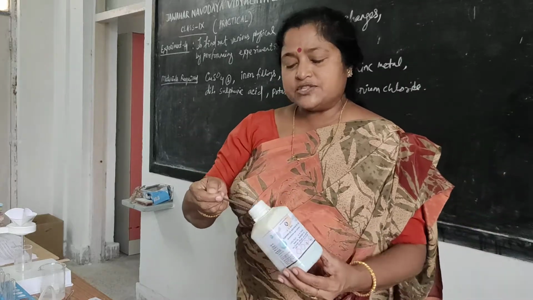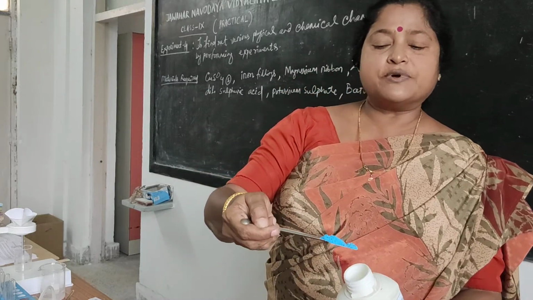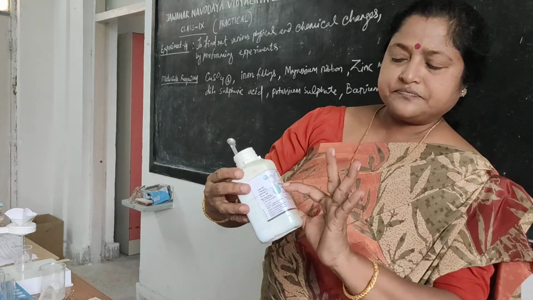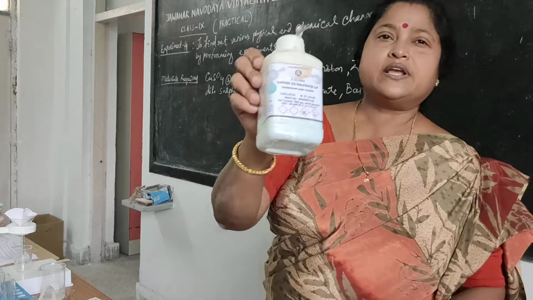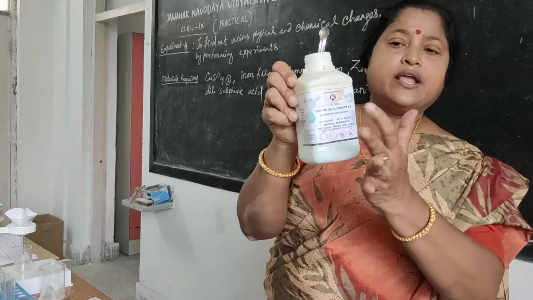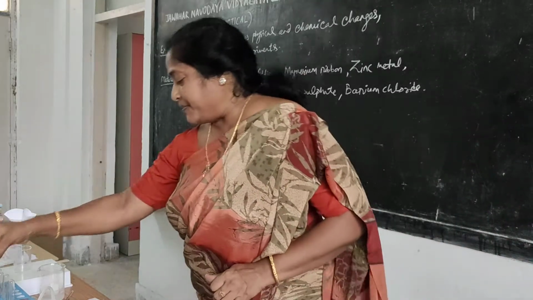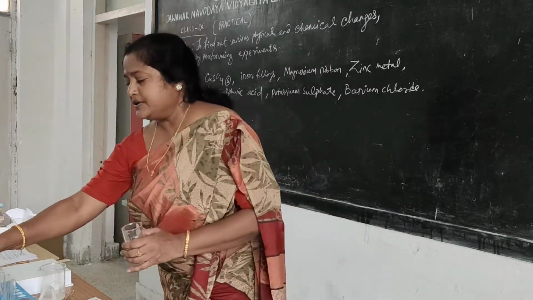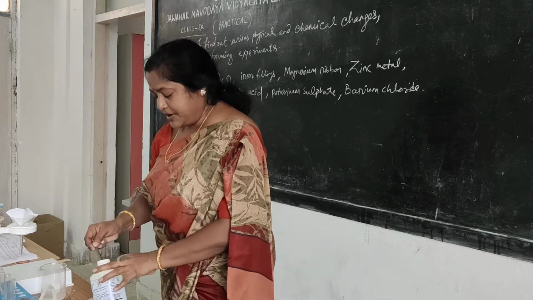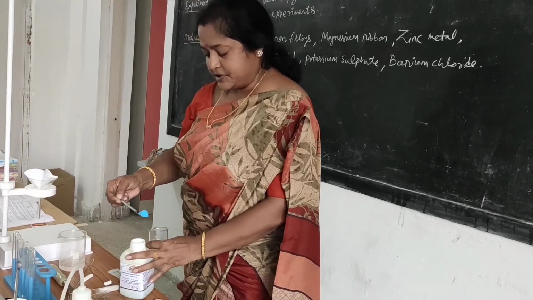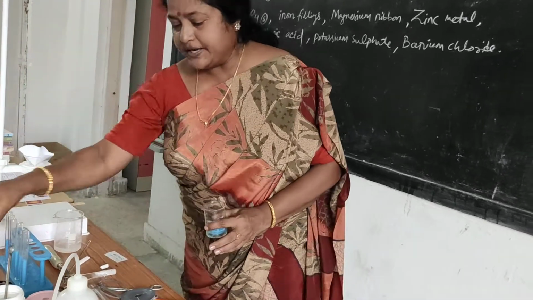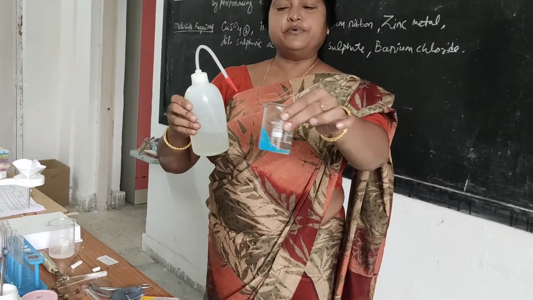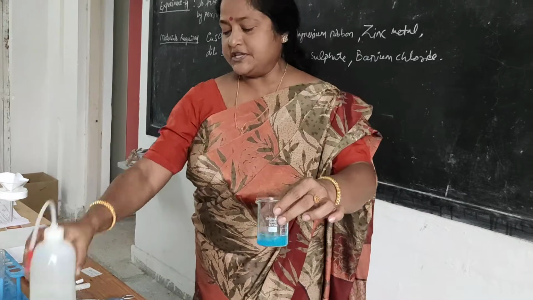So this is a very beautiful bright color copper sulfate crystal. This is known as cupric sulfate, copper 2 sulfate, LR, laboratory grade. LR means laboratory grade. So I am taking copper sulfate in a beaker. You see how to make the solution. I am taking a little bit of copper sulfate. I am adding some water. A beautiful copper sulfate solution is prepared.